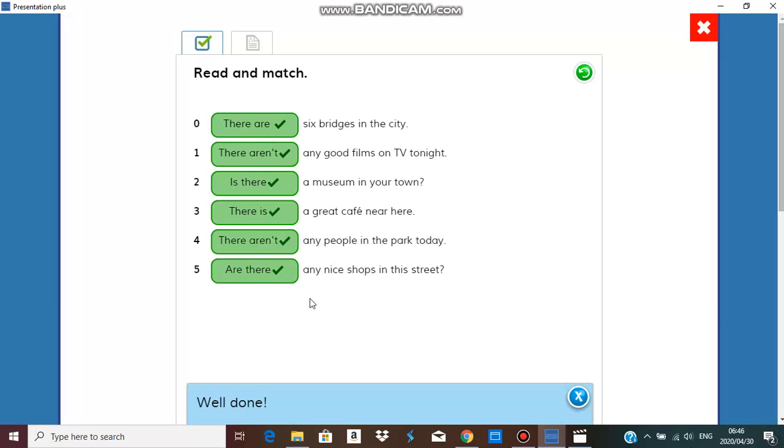What's the pattern here? If you look at the word any in these sentences, you have there aren't, there are, there aren't. And if you look at a, you've got is, you've got is, and you've got there is. So those are the patterns. When you see any, it's either there are or there aren't. When you see a, it's is there, or there is.